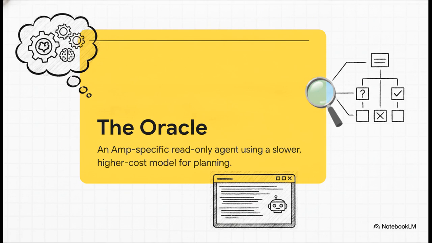By interacting with the Oracle first, he gets a rock-solid architectural plan in place, which completely avoids the trap of letting the AI just burn through tokens writing useless code based on vague instructions.